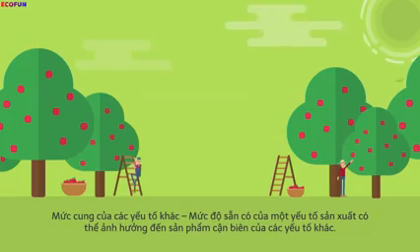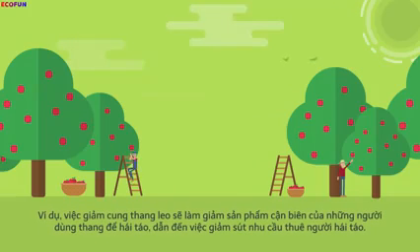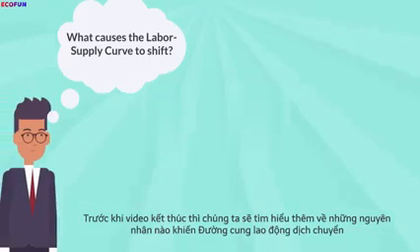Supply of other factors. The quantity available of one factor of production can affect the marginal product of other factors. A reduction in the supply of ladders, for instance, will reduce the marginal product of apple pickers and, as a result, the demand for apple pickers.